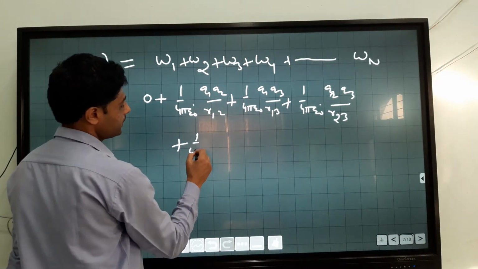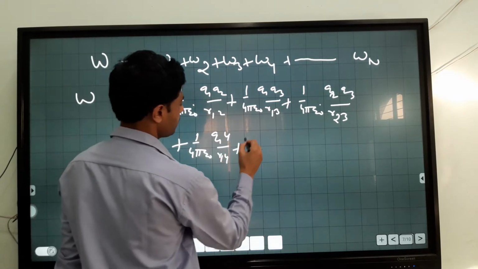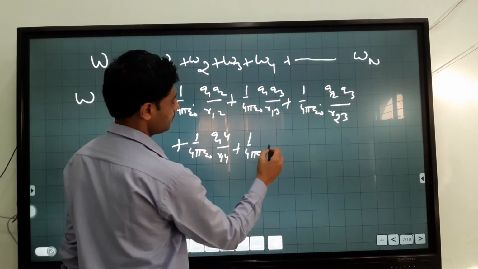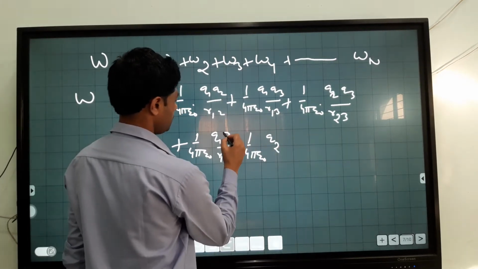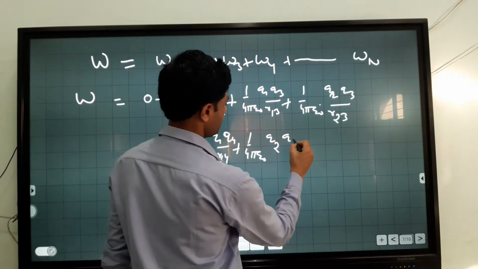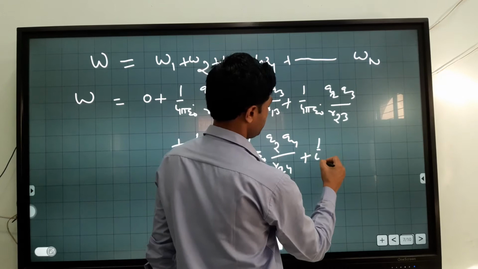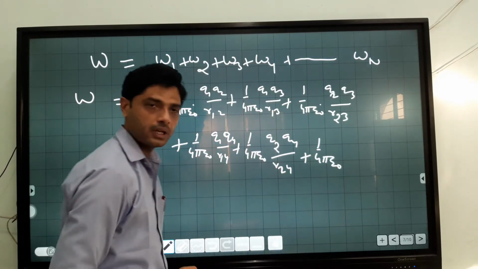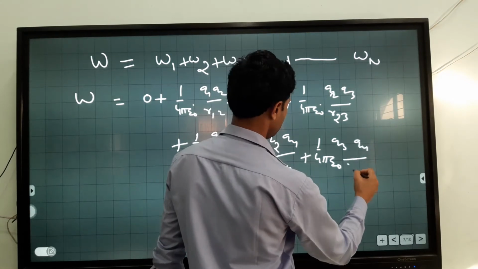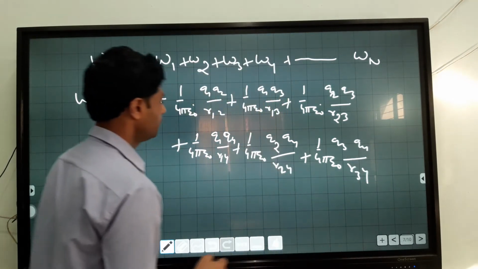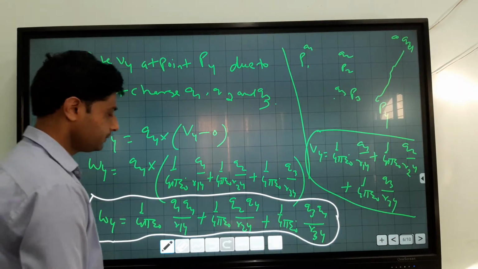And the value of W4 is equal to 1 upon 4 pi epsilon naught Q1 Q4 by R1 4, plus 1 upon 4 pi epsilon naught Q2 Q4 by R2 4, plus 1 upon 4 pi epsilon naught Q3 Q4 by R3 4. Okay, this is the value of work done.